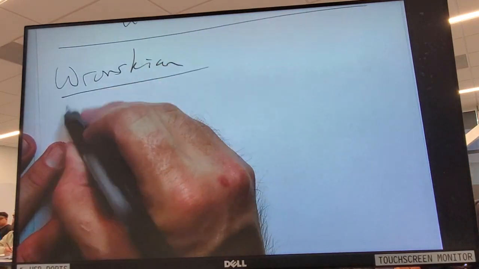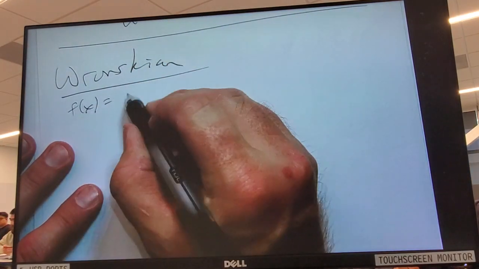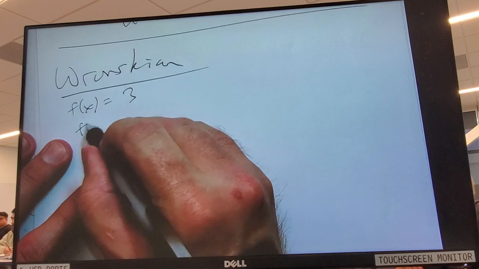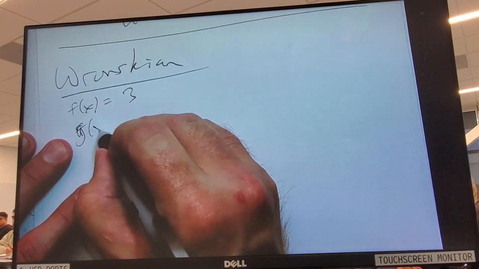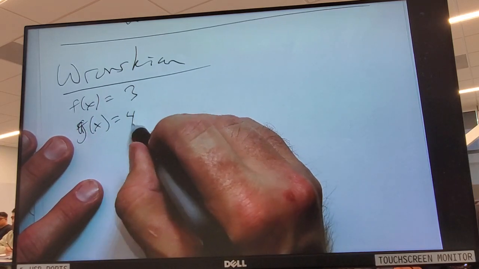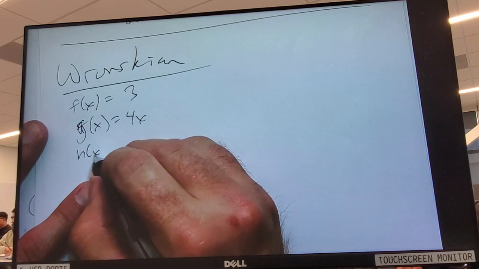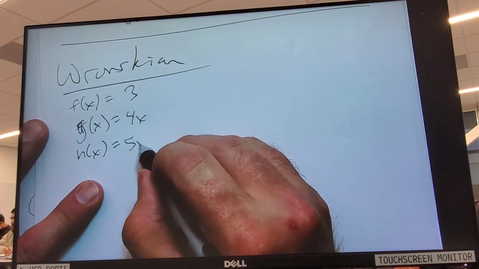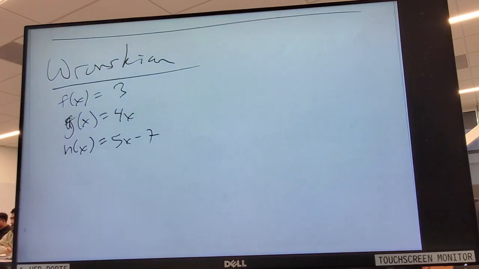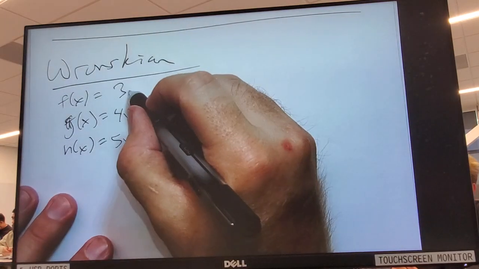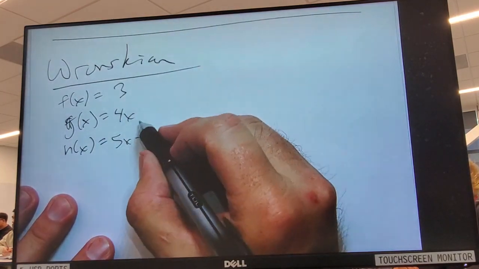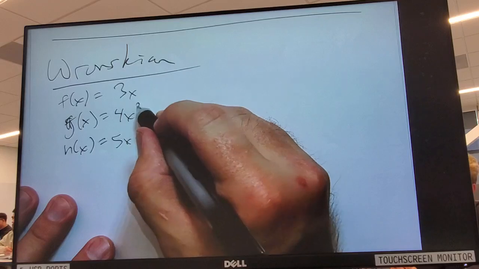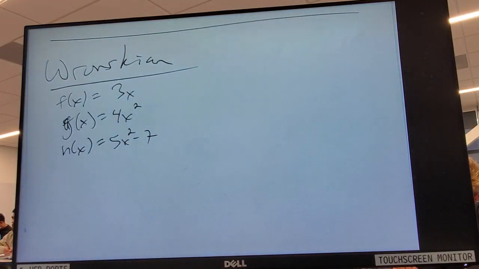So if I'm given, for example, 3 functions, let's say f of x is 3x, g of x is 4x squared, and h of x is 5x squared minus 7. You all with me? 3x, 4x squared, 5x squared minus 7.